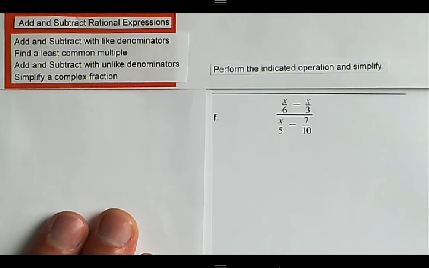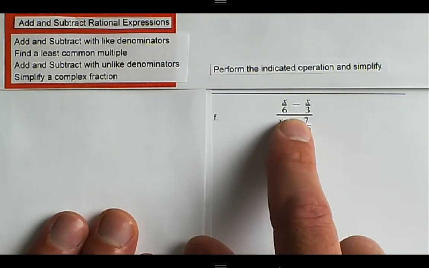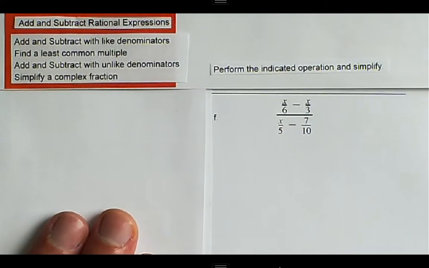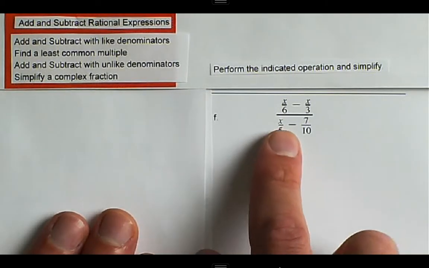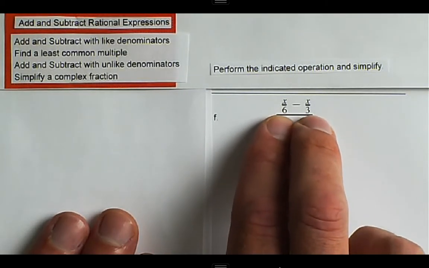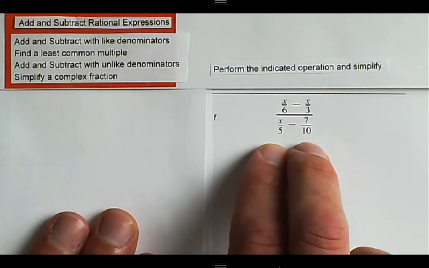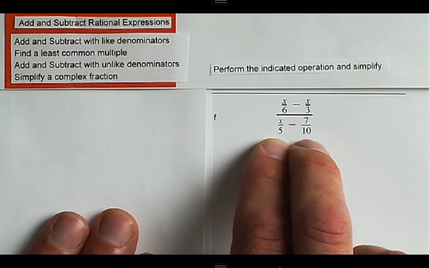So what we need to do is get rid of the operation that we have in the numerator and the operation in the denominator, and change this completely to multiplication. So we're almost going to look at this like two separate problems. We're going to look at this like x over 6 minus x over 3. And then separately, we're going to look at it as x over 5 minus 7/10.